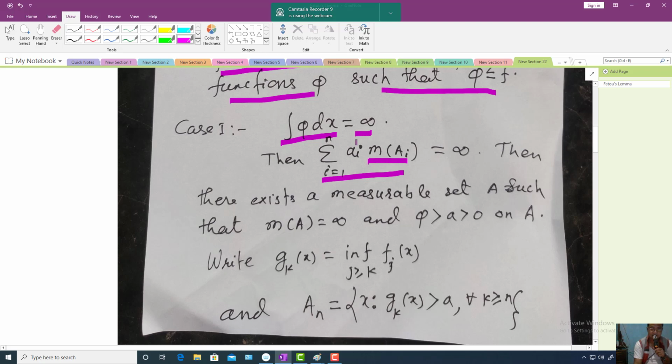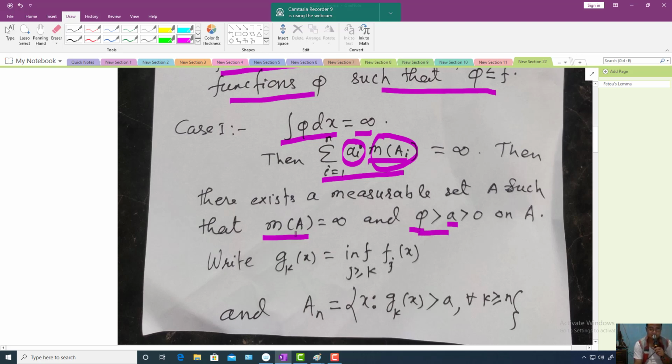Okay, that means these ai's are finite, this cannot be infinity. That means this measure ai must be infinity for some term. So the conclusion you have to draw from this equality is that there must be some measurable set a whose measure is equal to infinity, and on all points of a, this phi is non-zero, means phi is strictly greater than some positive number. If you multiply by that positive number to infinity, the result is infinity.